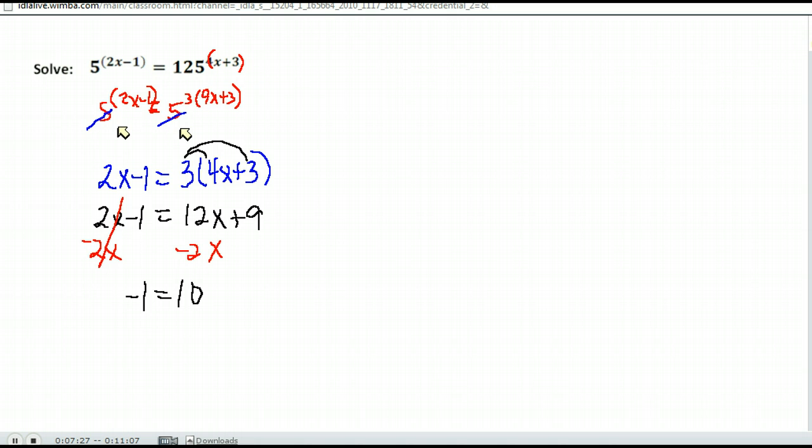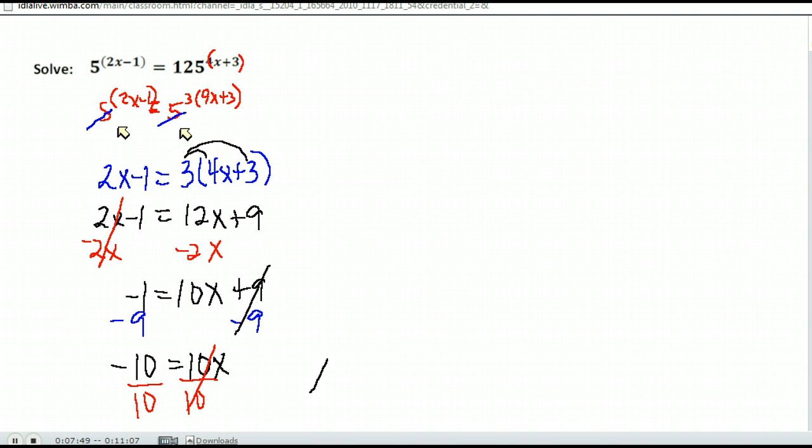I subtract 2x from both sides, I get 10x plus negative 1 equals 10x plus 9, and then subtract 9 to move it to the other side, and I get negative 10 equals 10x. And last thing I would need to do is divide both sides by 10. And my solution is that x equals negative 10 divided by 10, which is negative 1. Okay, so again, we went through the same process. We wrote them both as a power of 5 because that was possible, and then we set the powers equal to one another and solved the equation.